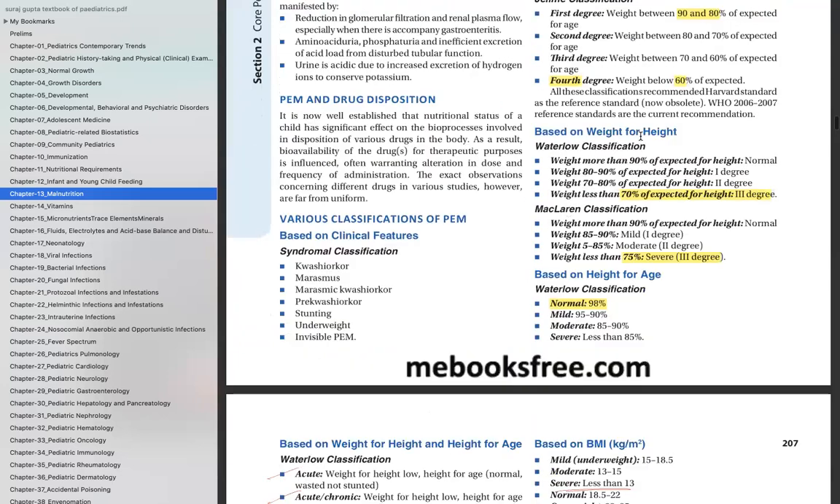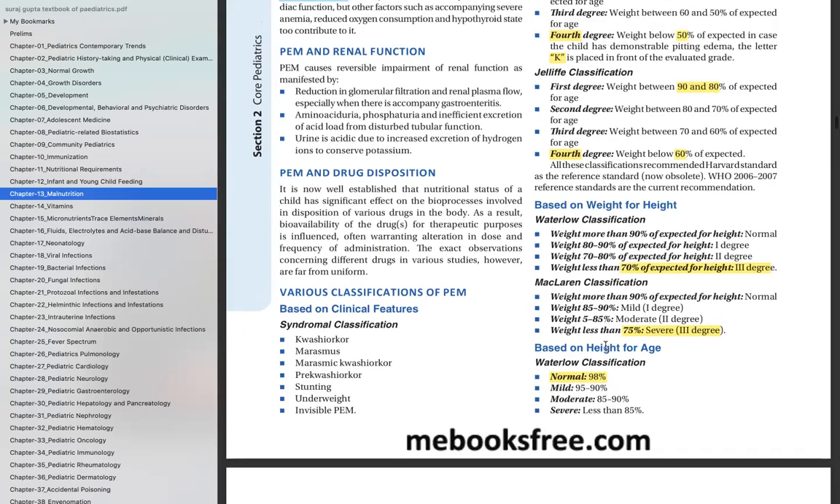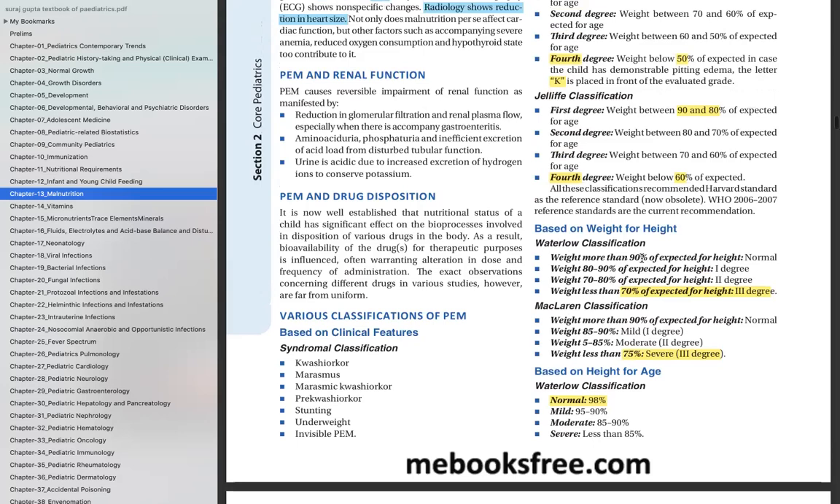So one thing how simply you can remember is, it has very high percentage. The percentages are, even though the name is Waterloo, the expected percentage to call it as a normal child is very high. For example, Waterloo weight for height is almost more than 90% of expected height is considered to be normal. Whereas Waterloo height for age, if you want to consider it as normal, it is more than 98% is normal. So that's how I remember these things.